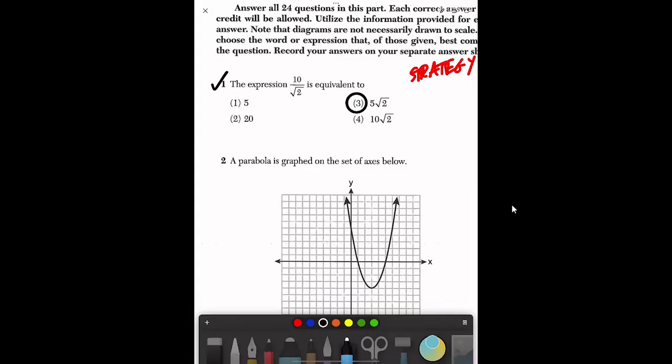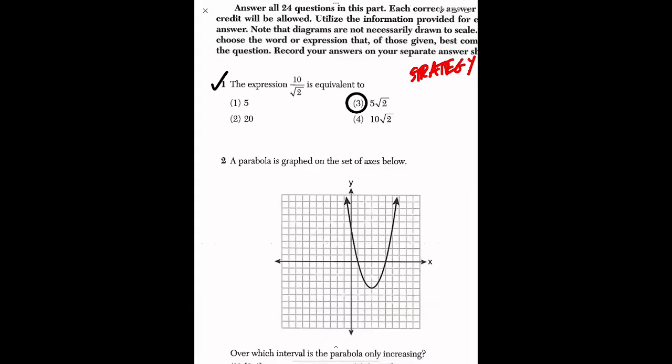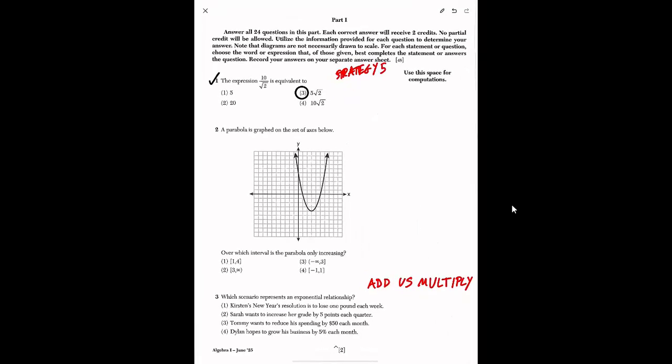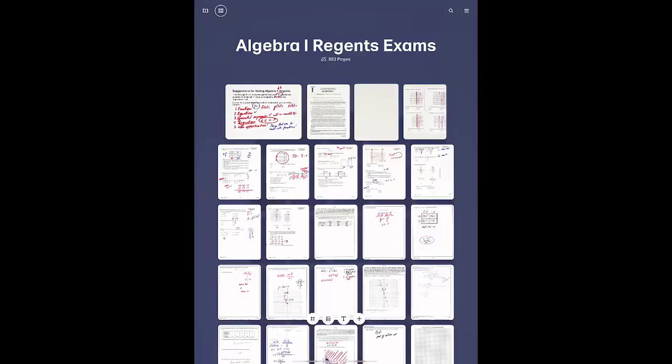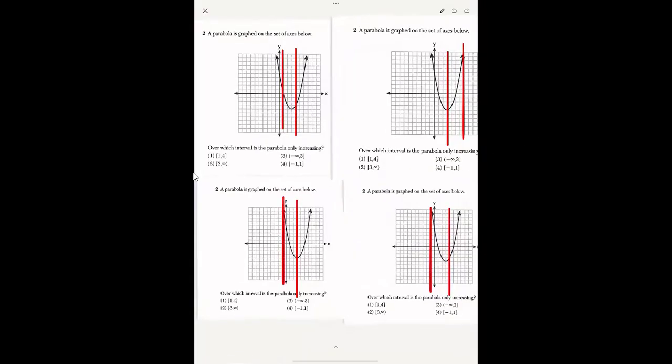Basically, they've given us a parabola, and they want us to look at the intervals and figure out which interval the parabola is always increasing. So let me turn to this page because I have it here, and I've already kind of chopped it up.